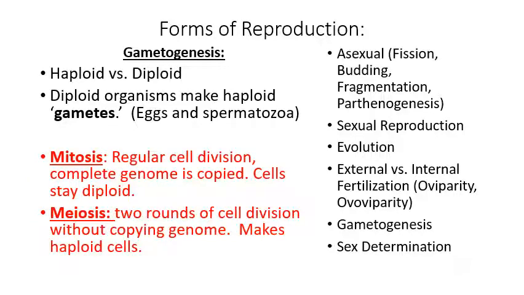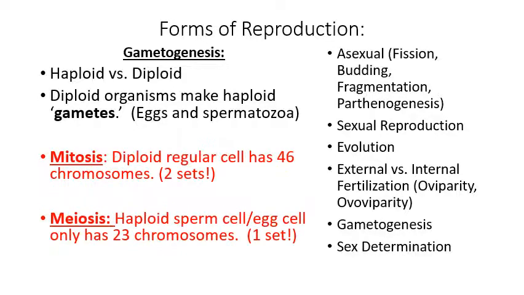Okay, so regular cell division is called mitosis. The type of cell division that leads to gametogenesis is called meiosis. So I will probably ask you about that on a test.